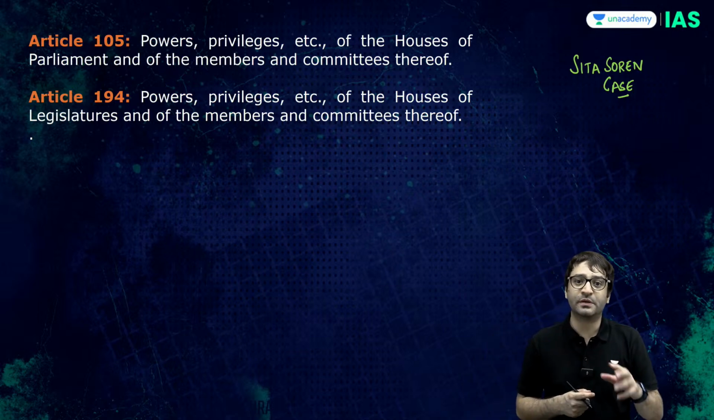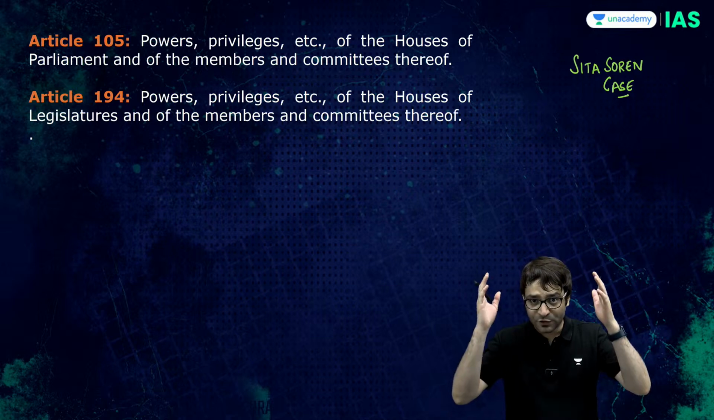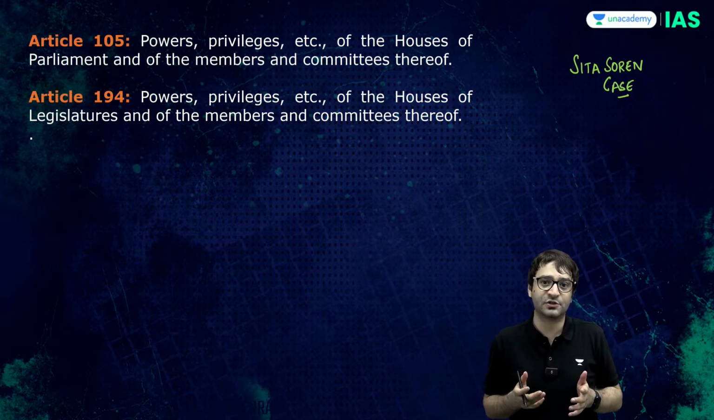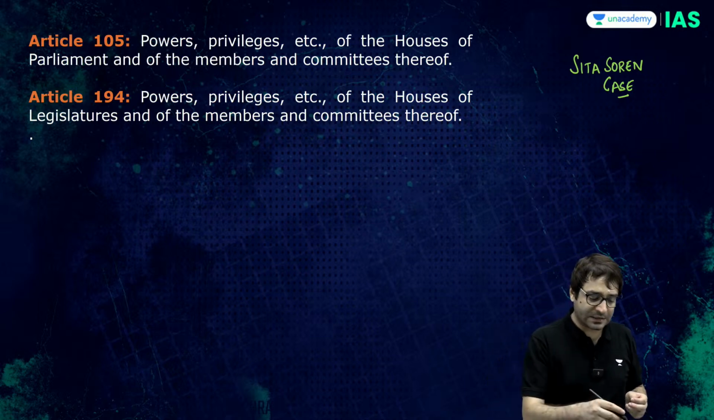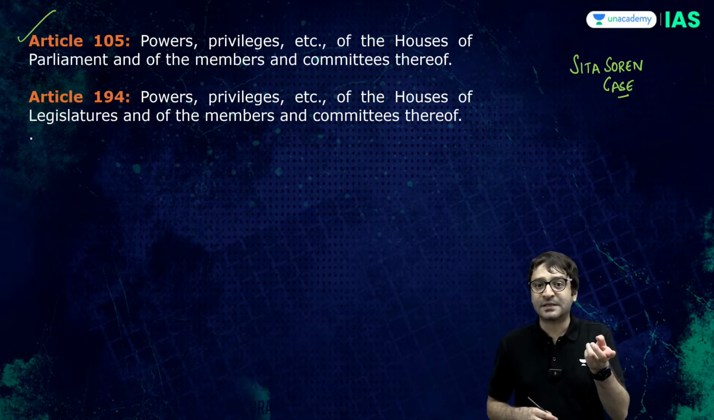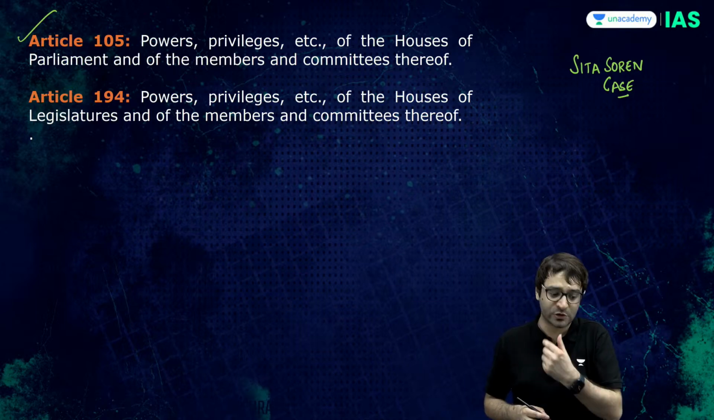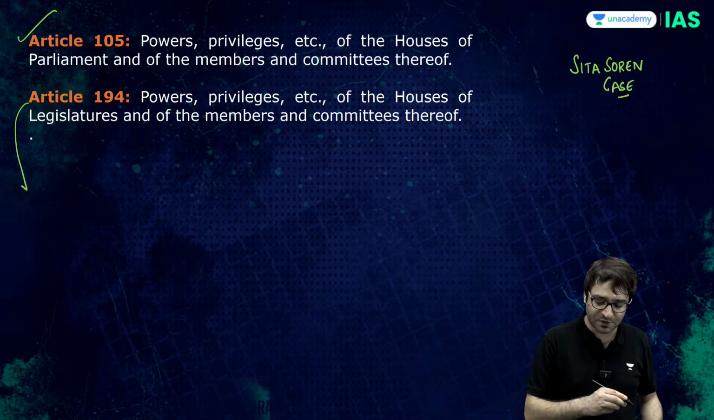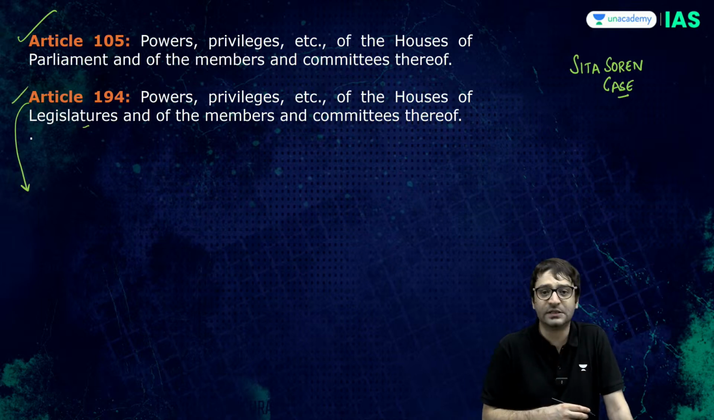So these powers, privileges, immunities, although they have not been codified, there is no law which codifies all these powers, privileges and immunities. But the strength that they draw is from Article 105. And if Article 105 is applicable to the parliamentarians, to Parliament as an institution, there is a similar power and privilege available to the houses of the state legislatures and their members. And that's covered under Article 194.